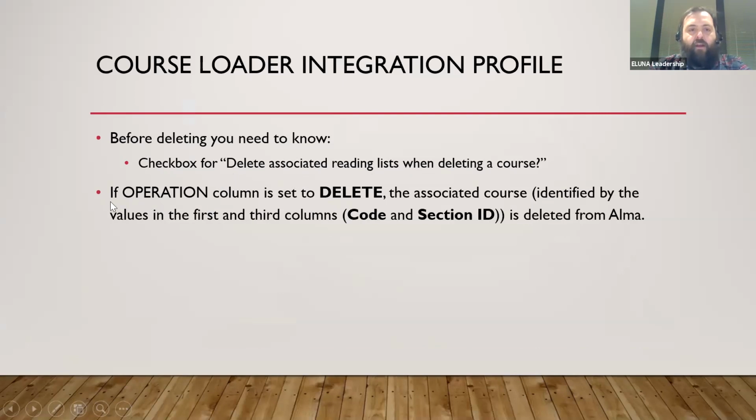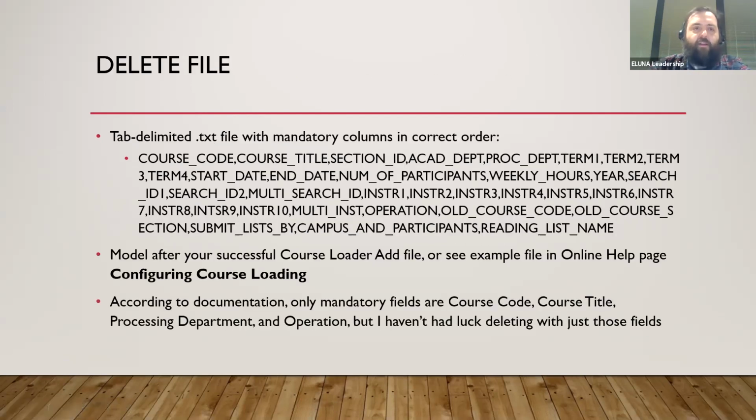And then just from the online help, to put a little emphasis here, if the operation column is set to delete, the associated course, which is identified by the code and section ID, is deleted from Alma. So it's very important that you're paying attention to the operation column before you're doing anything. If you don't put delete in there, it may do something else to your courses, and I ran into that when I was practicing.